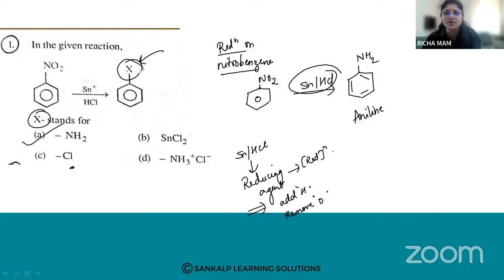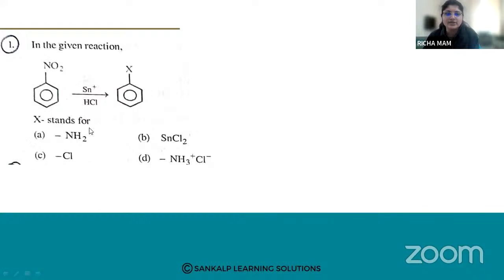For the students who have joined now, go through the question. We have nitrobenzene, and we are reacting it with tin and HCl, which is used as a reducing agent, so it will undergo reduction. Reduction is addition of hydrogen or removal of oxygen. Here the two oxygens are replaced by hydrogen, and we yield aniline. So option A is the correct answer. Let us go for the next one.